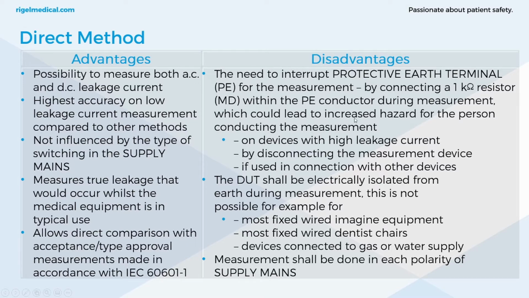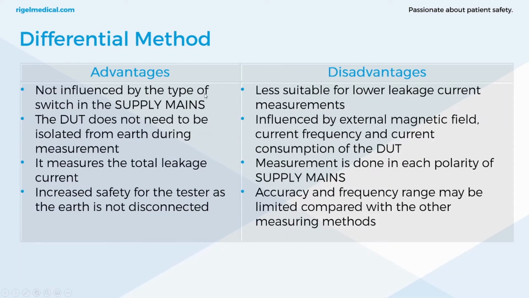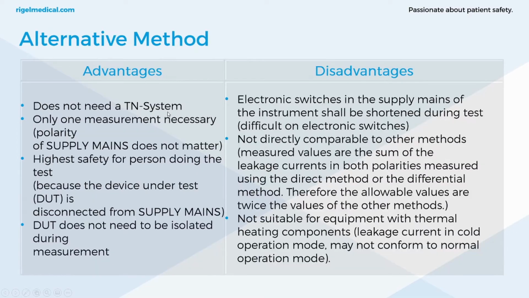And there are things to consider whereby you might want to use an alternative method. These methods are alternative and differential. And these are available in the standard, and I will make these slides available, but I won't go through each individual point that's made. The reason for 62353 is it's outside of laboratory conditions, more applicable for biomedical engineers that are going out into the field, into the hospitals, and carrying out the testing in situ. So it's there to assist engineers in the field.